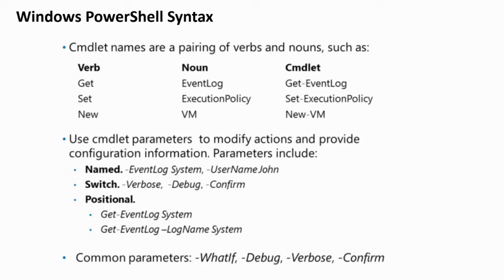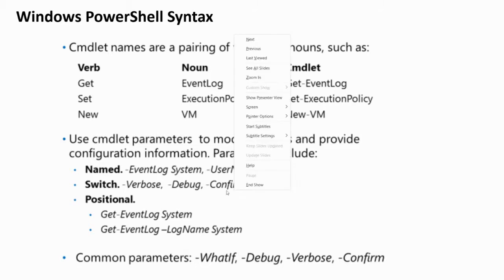Common parameters include, for example, verbose. When we use -Verbose, this parameter displays detailed information about the performed command. So when we use verbose, it gives the detailed information.